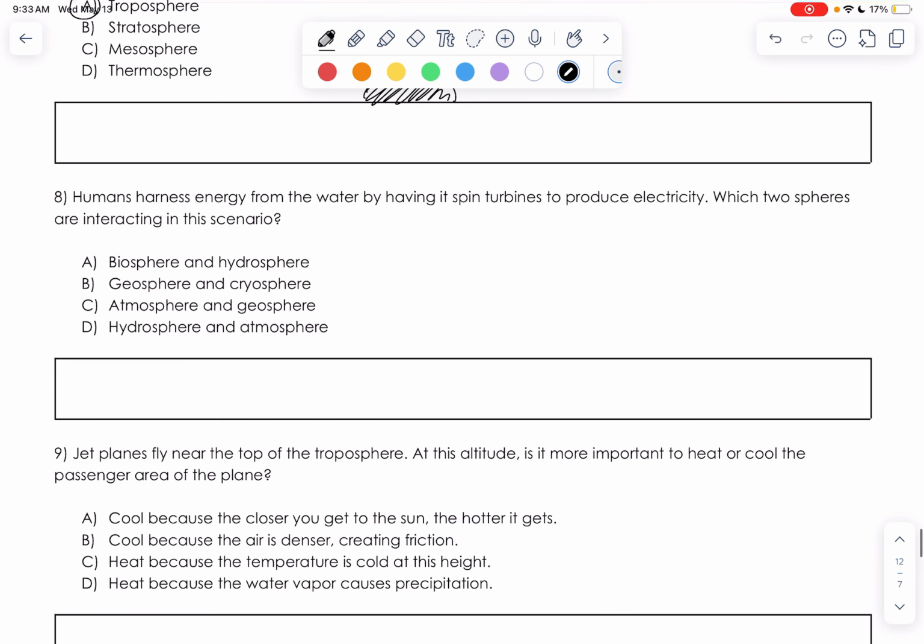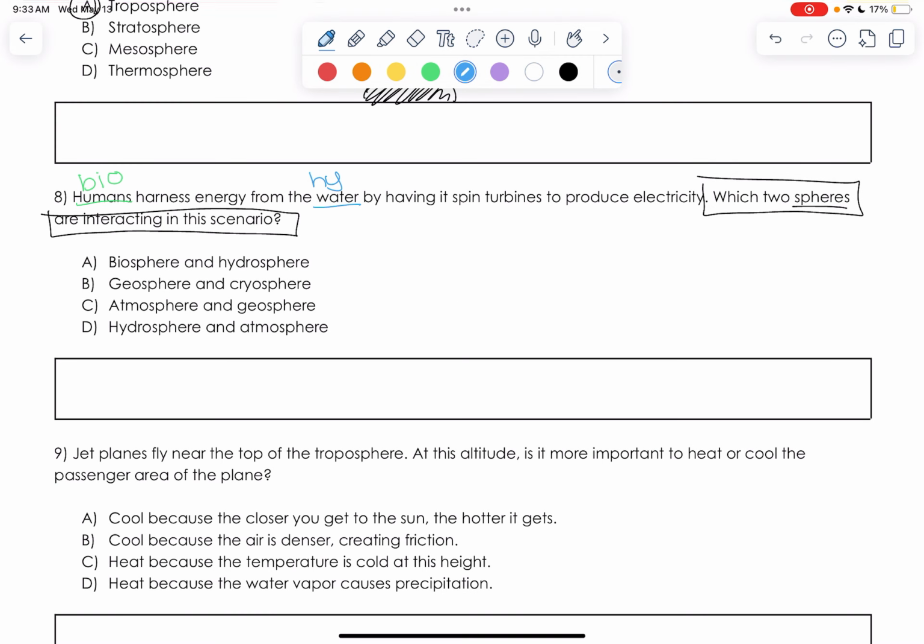Number 8, humans harness energy from the water by having it spin turbines to produce electricity. Which 2 spheres are interacting in this scenario? So let's identify some spheres. First, we have humans. Humans are a part of the biosphere. Harness energy from the water. That's part of the hydrosphere again, by having it spin turbines to produce electricity.